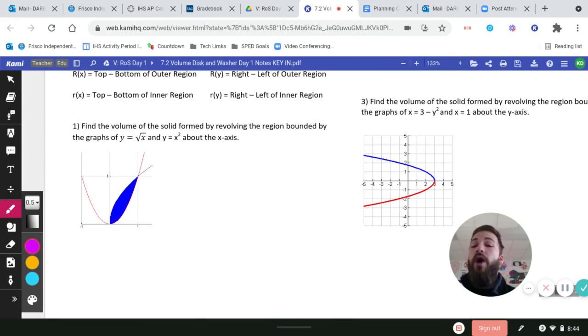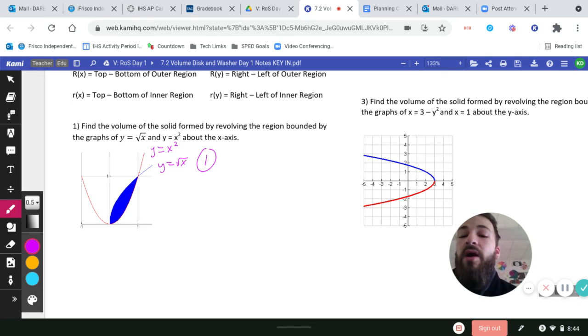So for washer method, it's the same steps. It's just on the very first step, instead of just finding r of x, we're going to find big R and little r. So number 1, we want to find the volume of the solid formed by revolving the region bounded by the graphs of y equals square root of x and y equals x squared about the x-axis. Well, this is y equals square root of x, and this is y equals x squared.